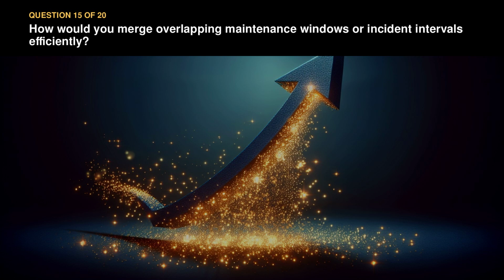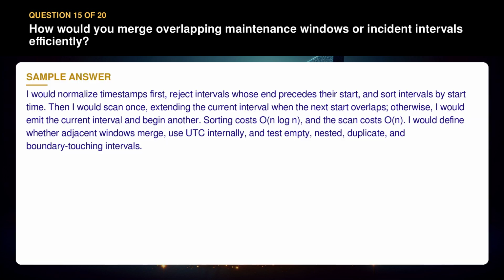Question 15. How would you merge overlapping maintenance windows or incident intervals efficiently? I would normalize timestamps first, reject intervals whose end precedes their start, and sort intervals by start time. Then I would scan once, extending the current interval when the next start overlaps. Otherwise, I would emit the current interval and begin another. Sorting costs O(n log n), and the scan costs O(n).